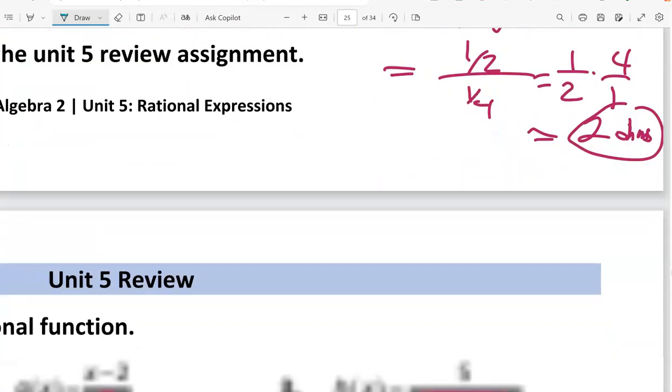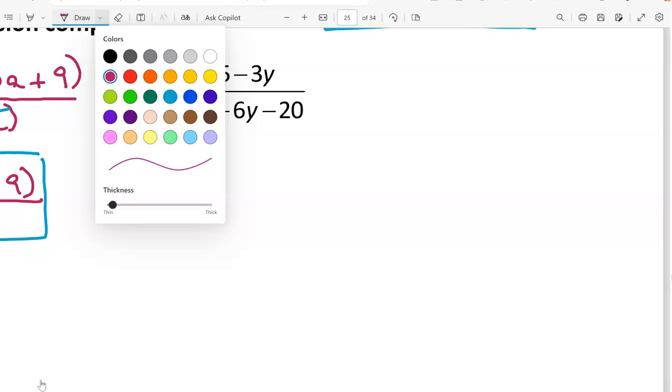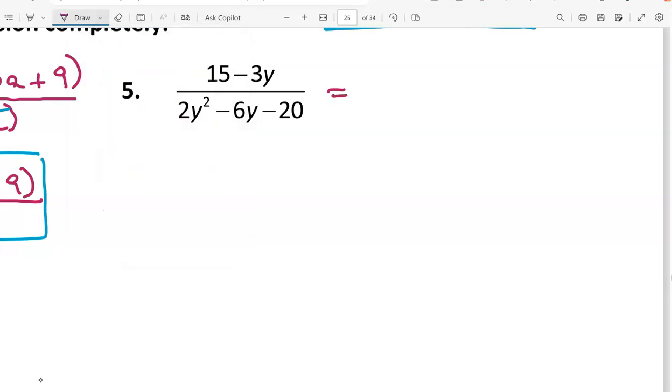In number 5, we need to factor the numerator and factor the denominator. The numerator, we can factor out a GCF, or a common factor, of 3. That will leave us with 5 minus y as the second factor.